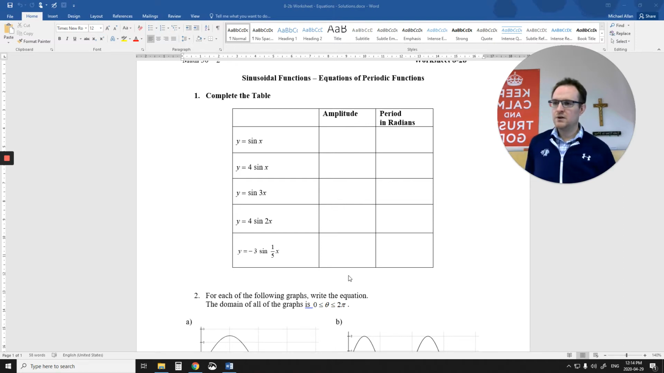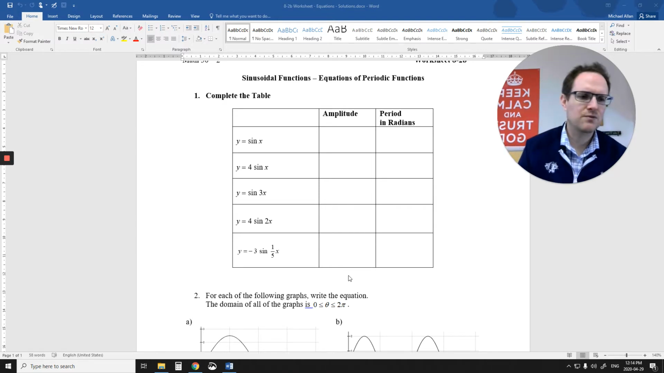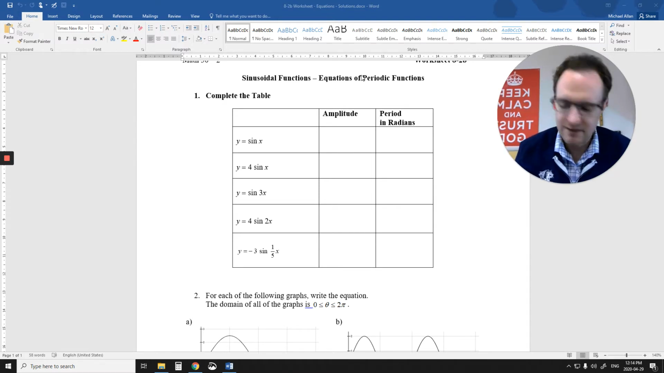Method choose. We're going to continue on with determining our amplitudes and periods of these graphs if we're given the equation rather than just given the graph itself.